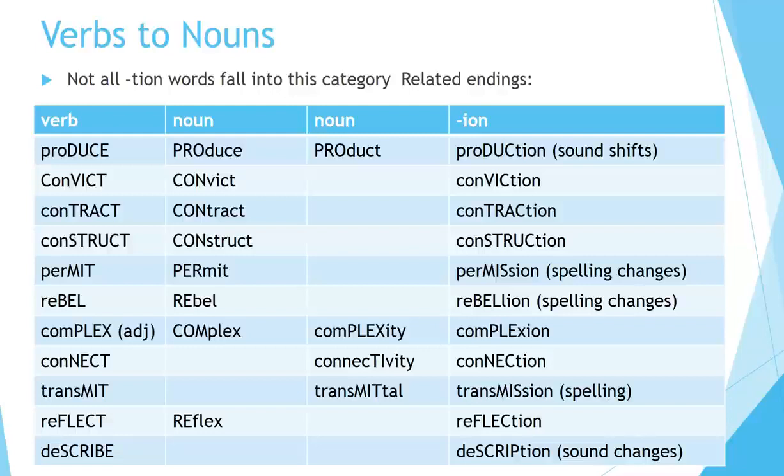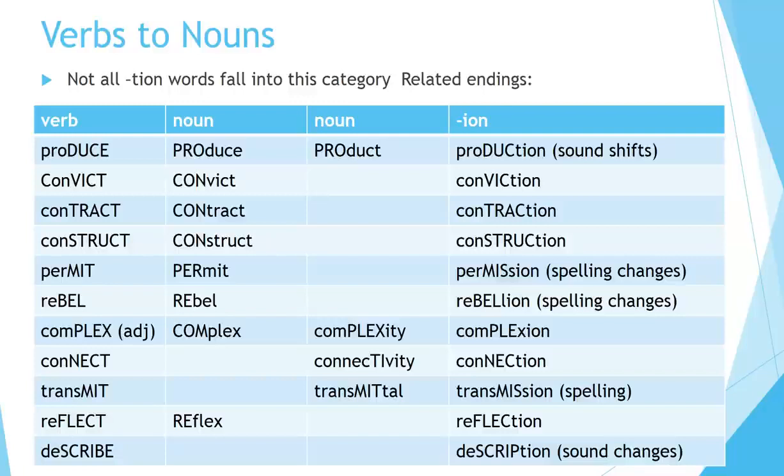Produce, produce, and product, which is an object. So produce has a long O, product has a short O. And then, of course, production, with this word, the stress is right before the T-I-O-N ending, the second from the last syllable. Let's look at some more examples.